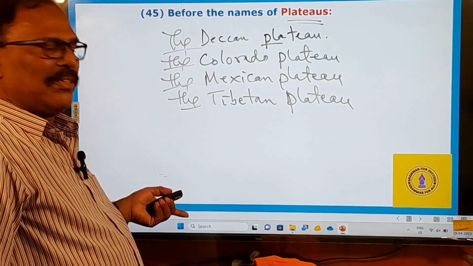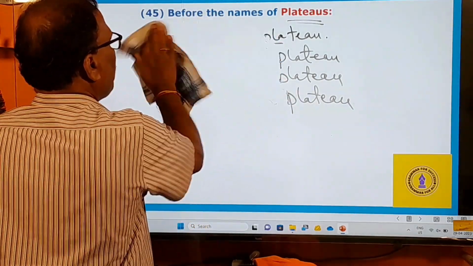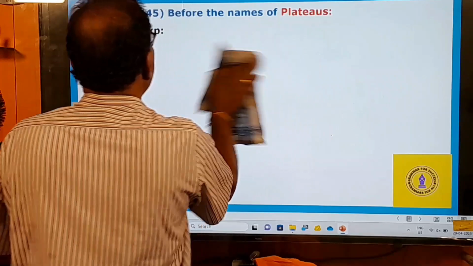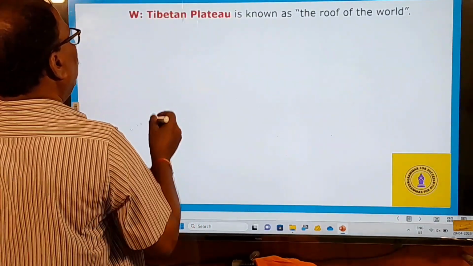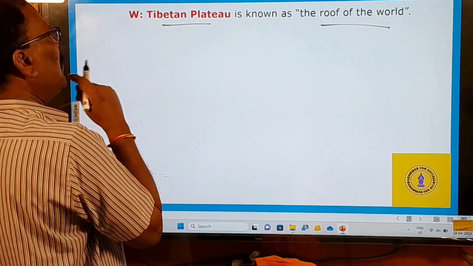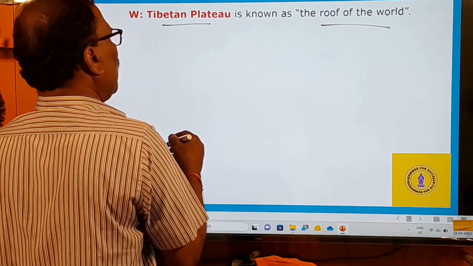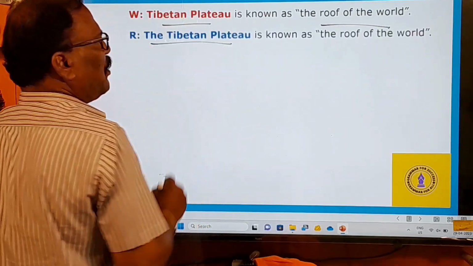This is the rule you have learned. Now let us see some examples. Clear, simple, very simple. Tibetan Plateau is known as the roof of the world. Everybody knows this. It's a geographical question. We should not simply say Tibetan Plateau, you must say the Tibetan Plateau.